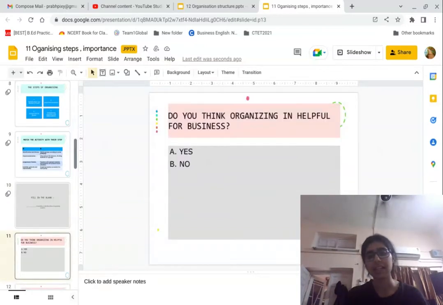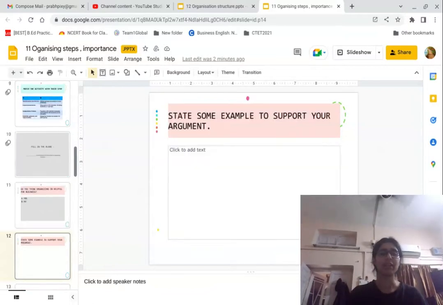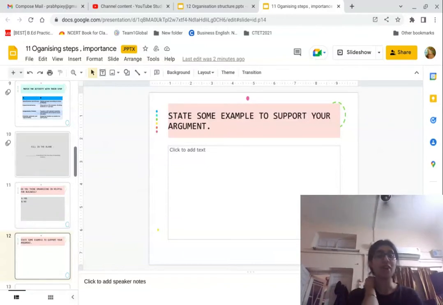Do you think organizing is helpful for business? What do you think? Every organization should spend some time on collecting the things, right? On organizing. Yes, they must. When we talk about the word organization, it itself says organizing, right? So it's very much important for a business. So now, class, you have to tell me why it is important.